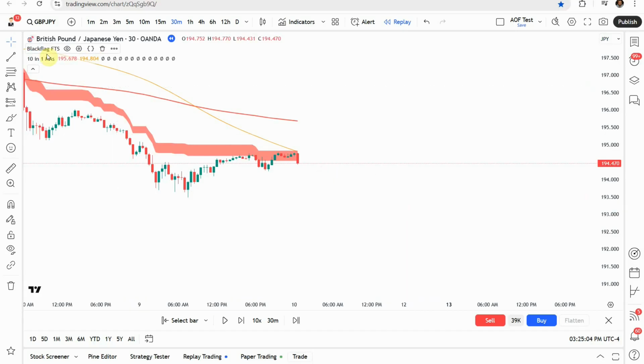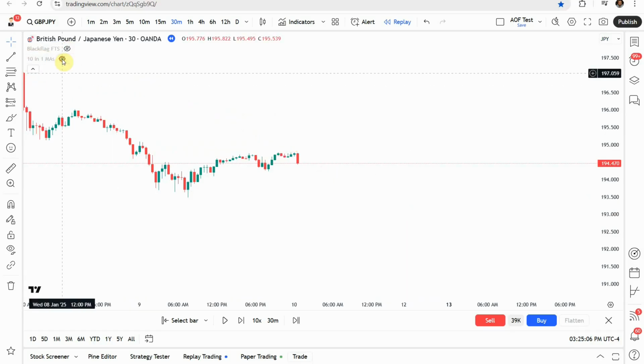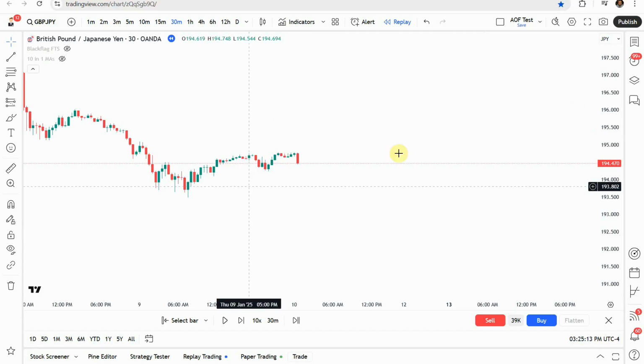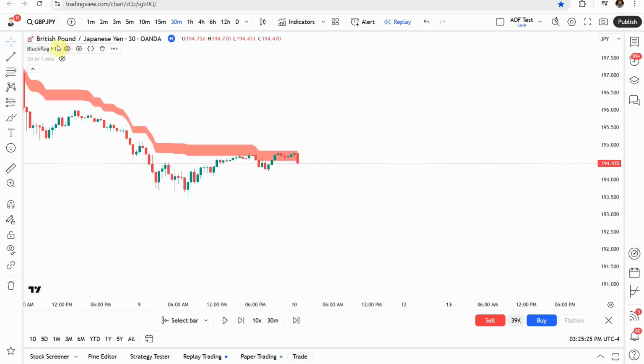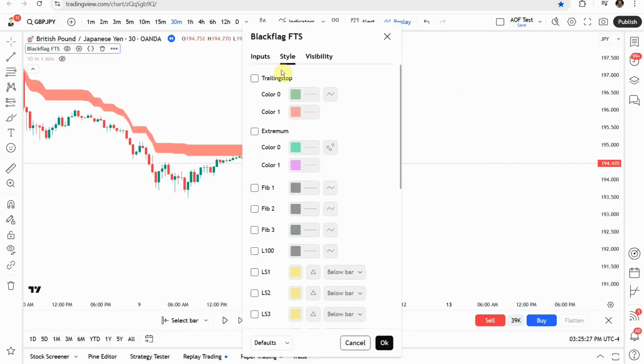And so what we'll do is just hide the two indicators we have on screen. And the first indicator we will add to the screen is going to be the Black Flag FTS indicator. This is the swing arm indicator. It's also what it's known as, and it's this one right here. Go ahead and click on that and add it to the screen, and we'll jump into the settings.